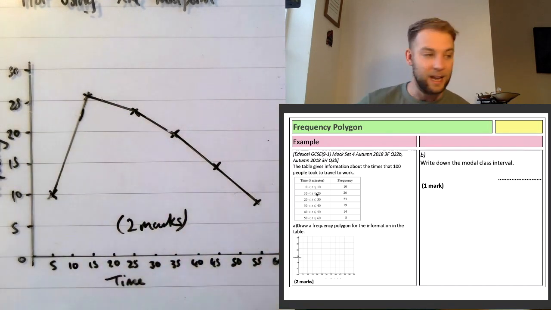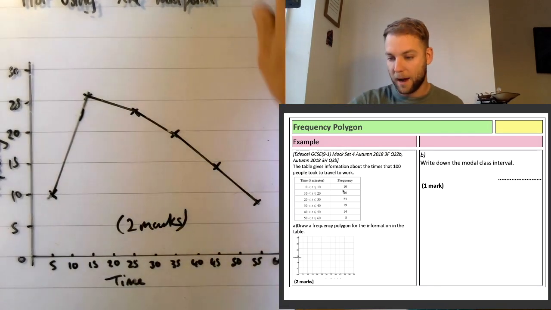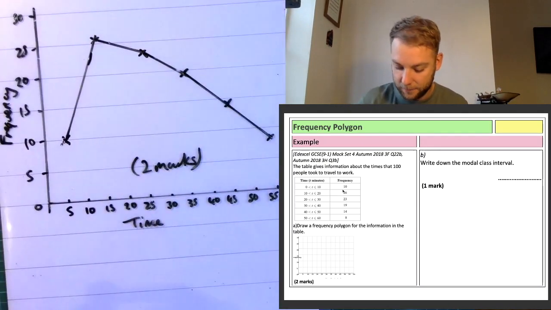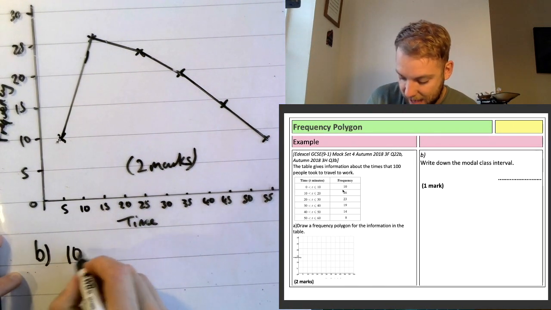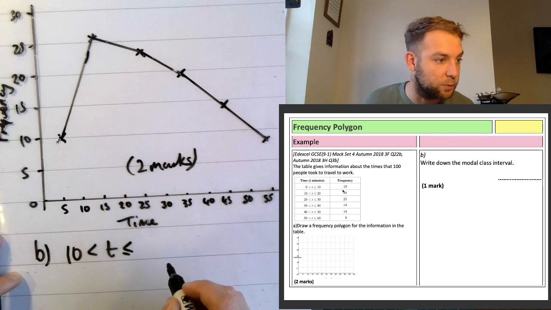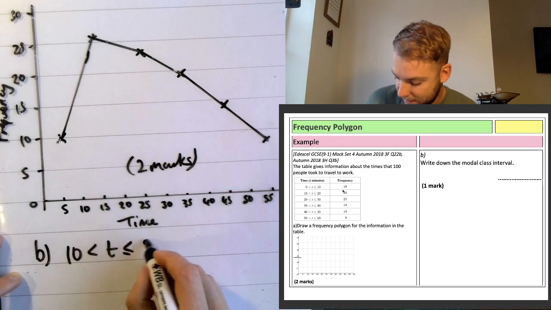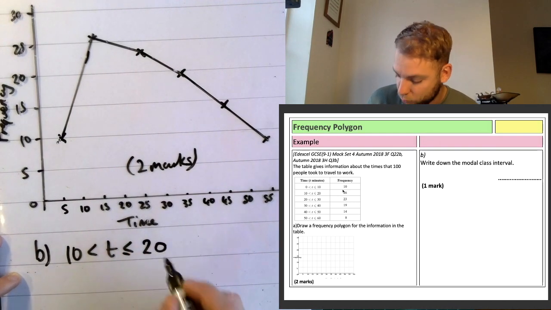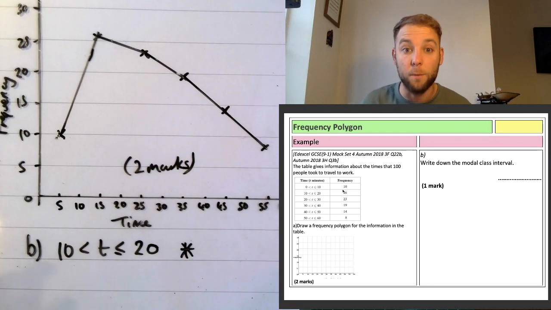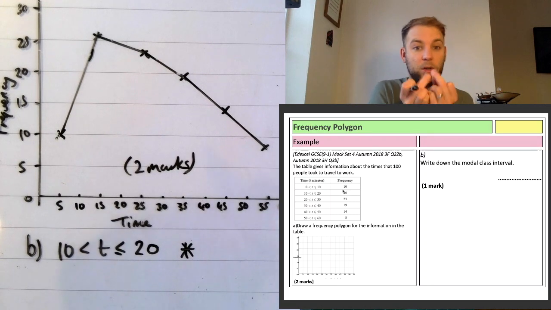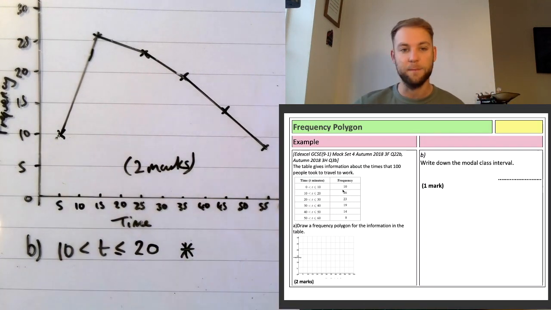Well, the most is this one here, which is between 10 and 20 minutes, okay? So my mode for this, part B, is between 10 and 20. So 10 is less than T, is less than or equal to 20. Now you do need to make sure you write it out like this. You do not write the midpoint. Notice that it's asking for the modal class. Now the modal class is that range between 10 and 20, okay? And that's that second part done.